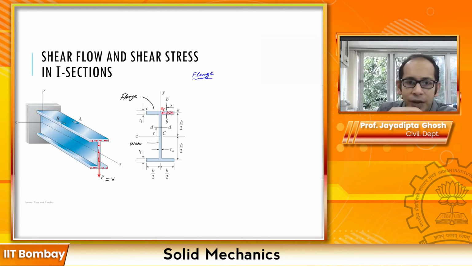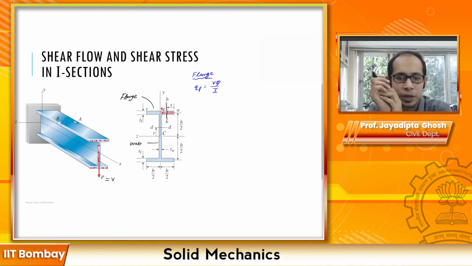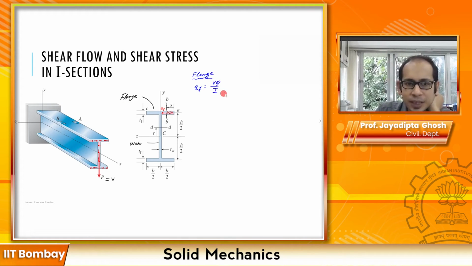To find this Q, remember our generic formula. Q of flange is going to be V Q divided by I. I is a property of the section, so I'm not going to tinker with that. V is the applied shear. The element of interest is this Q over here. Since this is my section of interest, Q is A prime times Y bar prime: the area of the section, A prime, and Y bar prime, the distance of the centroid from the neutral axis, which is h over 2 over here.